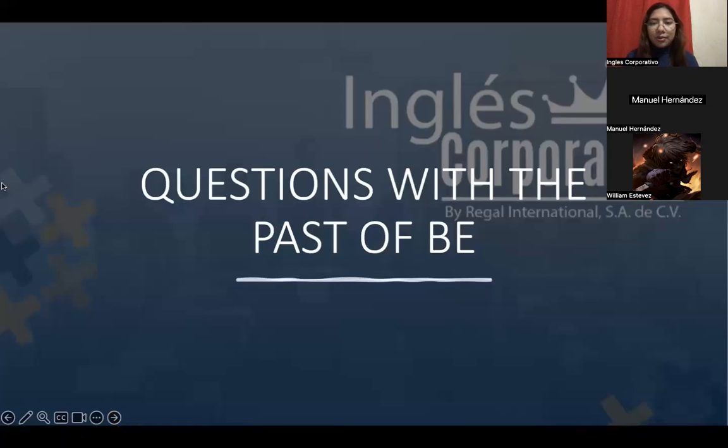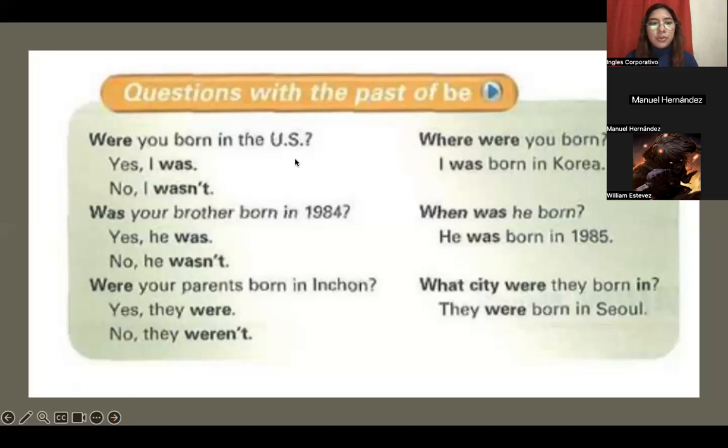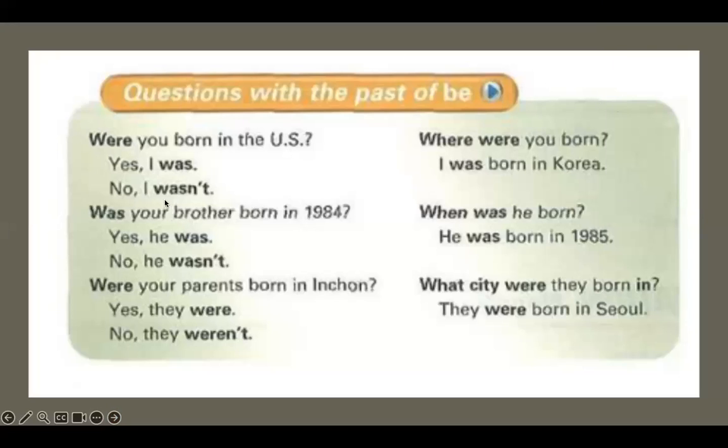Okay, so we are going to start with the topic. Todavía estamos con el pasado del verbo be, del verbo to be. And here we have questions with the past of be. En este caso, lo que vamos a aprender es a formar preguntas utilizando was and were. Vamos a empezar. Y acá tenemos, en este cuadrito, questions with the past of be, y tenemos siempre con born. Here we have born. Les dije que eso era una excepción.